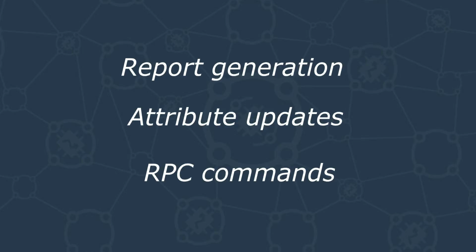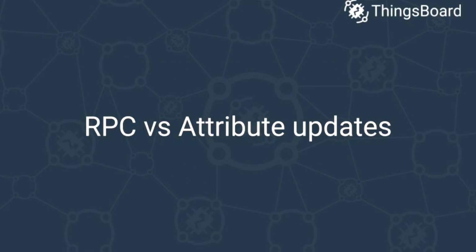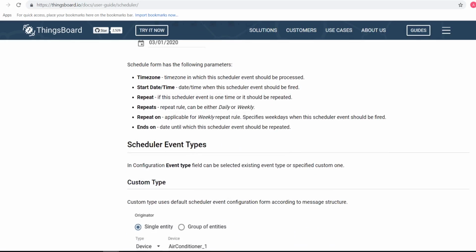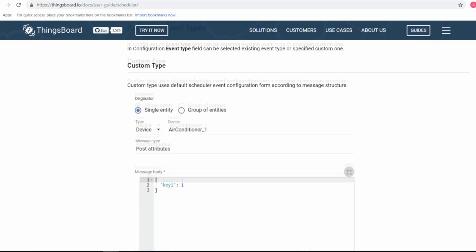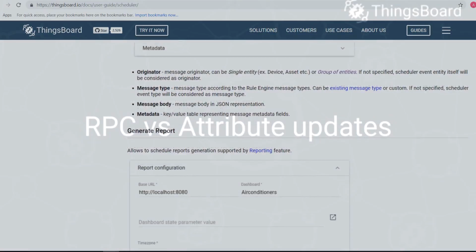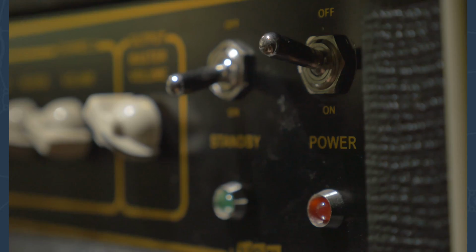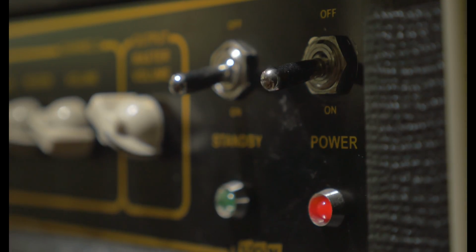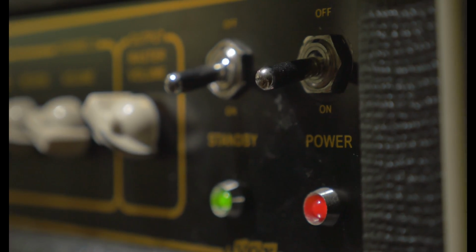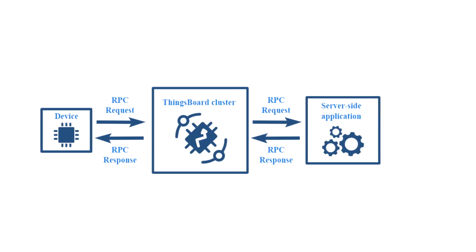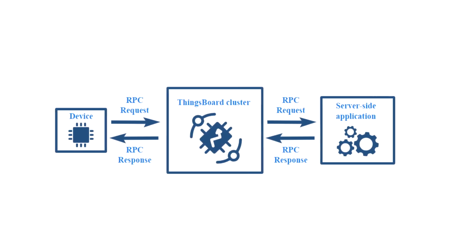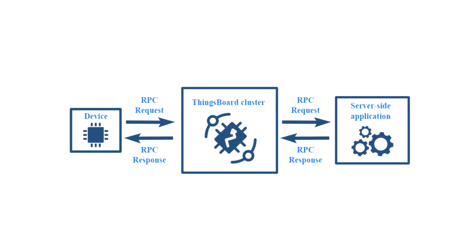I'd like to briefly explain the difference between attribute updates and RPC commands. Attribute updates are persisted in a database, so even if a device was offline, once it gets back online, it will be able to receive the update. RPC is not persisted in the database and will be delivered only to online devices. That's why RPC is more lightweight and suits best for interactive commands from the UI.